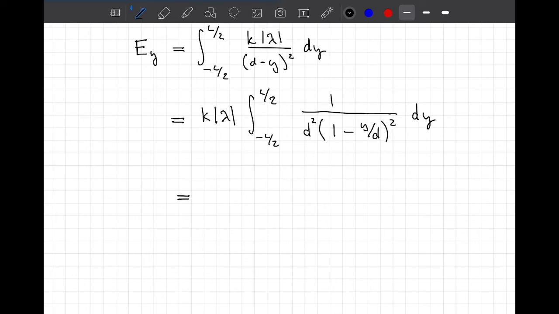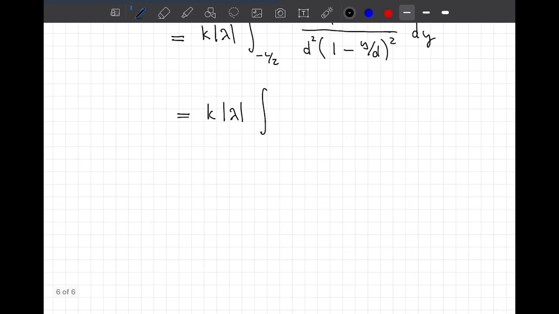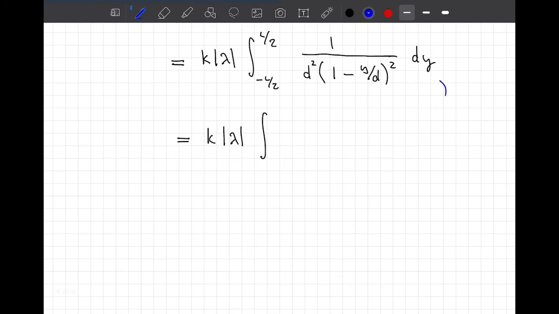Okay. Now the next step is to try and simplify it. So the thing we want to simplify is this, to make it its own variable. So we'll do a u substitution. And so we get k, absolute value of lambda, I guess I should do the u substitution off to the side. So let's assume that u is equal to y over d. So that implies that du is equal to dy over d. So that means that I can take this dy and one of these d's and replace it with du.